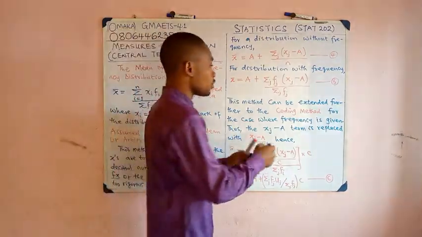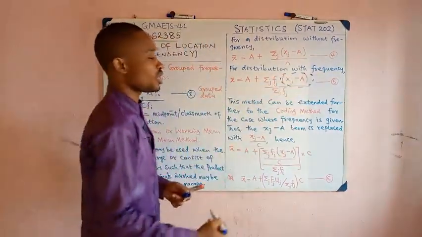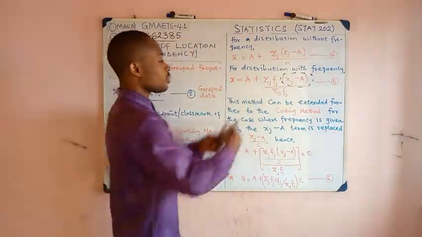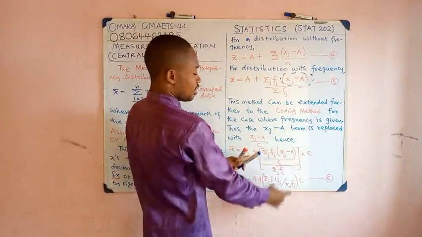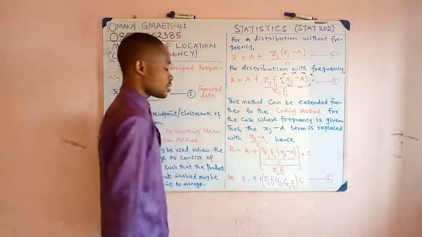So if you replace this whole term with x minus a divided by the class width, that is coming here to divide it by what? C. You work on this formula, this is what you're going to get. Then divide everything by the summation of the frequency multiplied by the class width.